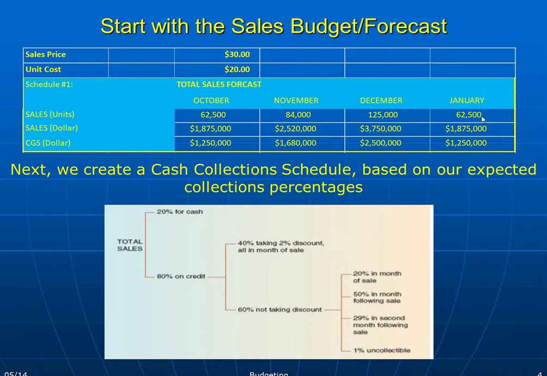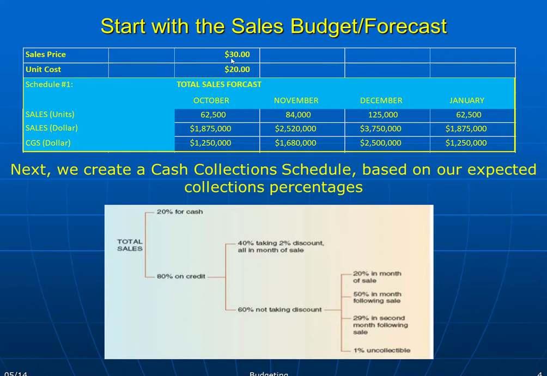Now, when we're working with these various different schedules, sometimes we're working with quantities and sometimes we're working with dollars. So I would be very, very careful to appropriately label them so as not to get confused between whether we're talking about actual units or whether we're talking about dollars.